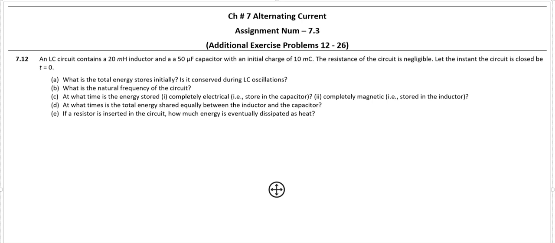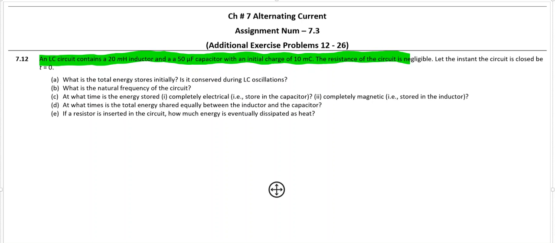Hello students, we have the 12th exercise problem, actually the first one of the additional exercise problems of chapter 7, in this video. The question is: an LC circuit contains a 20 millihenry inductor and a 50 microfarad capacitor with an initial charge of 10 microcoulomb. The resistance of the circuit is negligible. Let the instant the circuit is closed be t equal to 0.